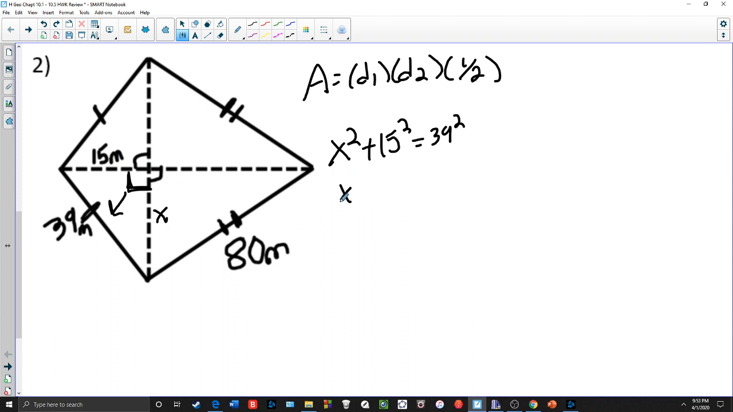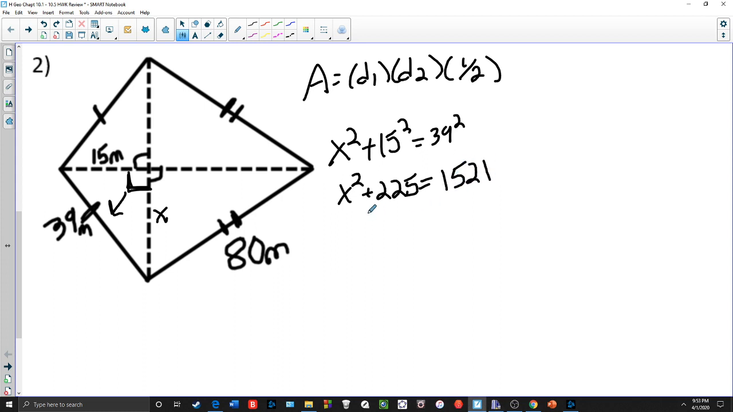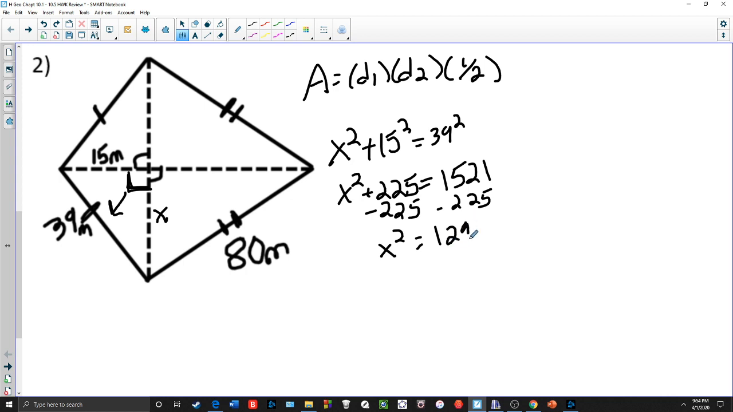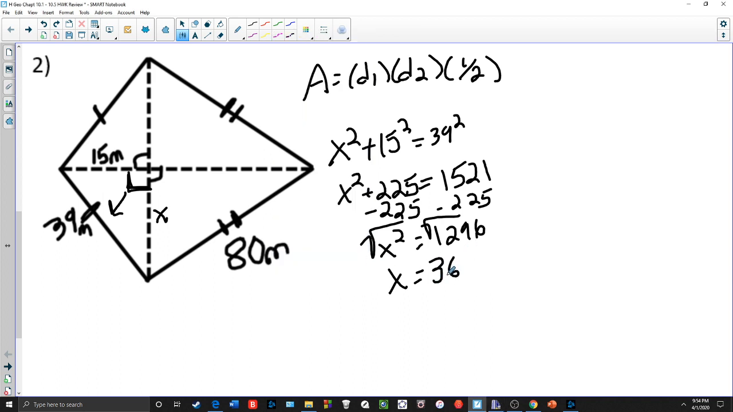corner. So we get x squared plus 225 is equal to some big number here, which is 1521. Then I'm going to subtract 225, and I get x squared is equal to 1521 minus 225, and I get 1296, and then I root, and I get the square root of 1296, which gives me 36. So this x is 36.